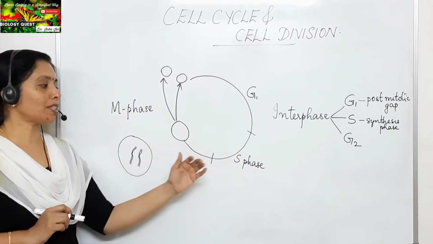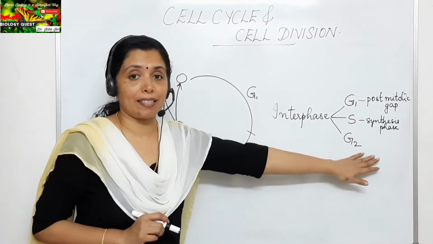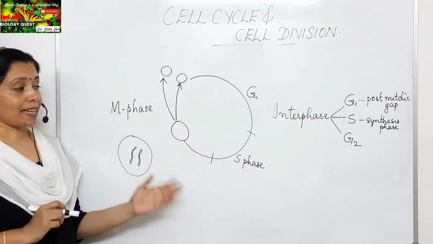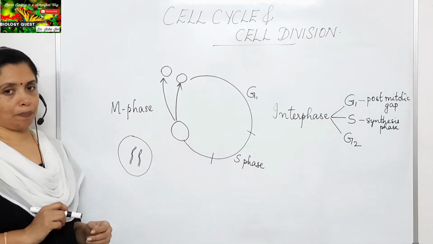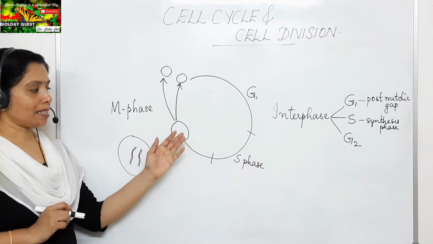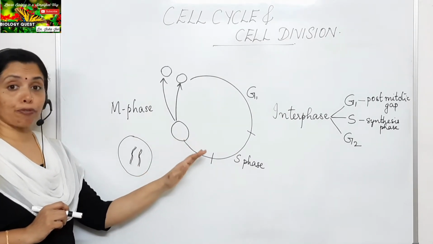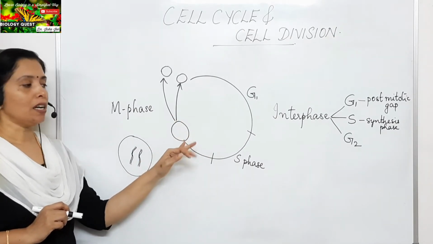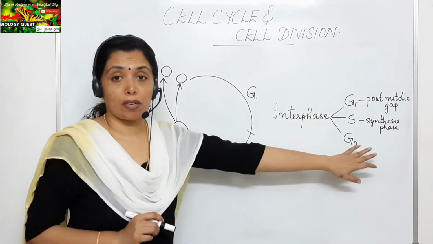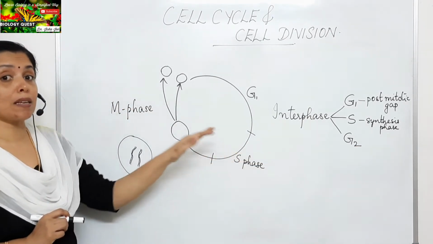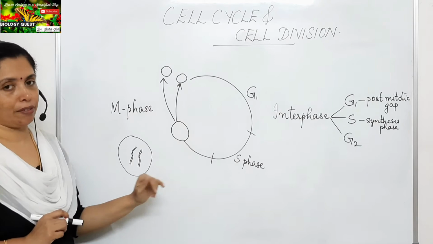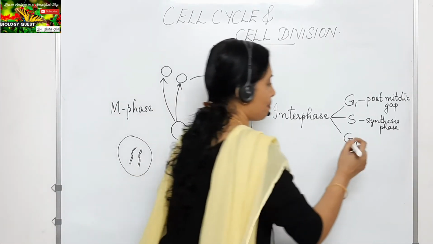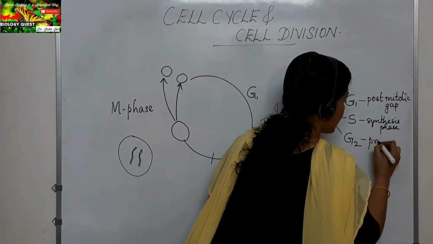Now moving on to the third phase of interphase, which is the G2 phase or the second gap phase. When does it take place? It takes place just before the mitotic phase, isn't it? Just before cell division, the G2 phase occurs. So it is also called the pre-mitotic phase or the pre-mitotic gap phase.